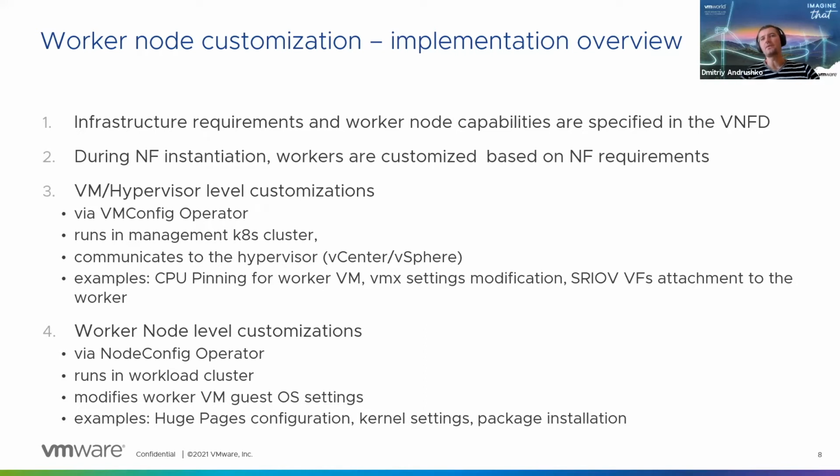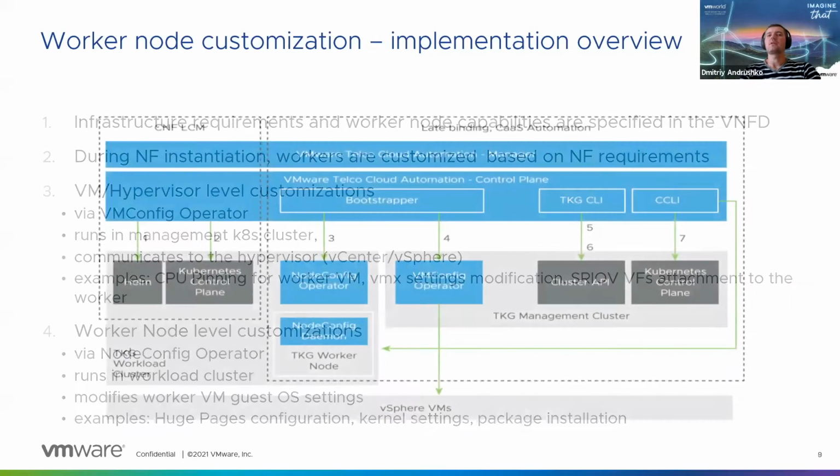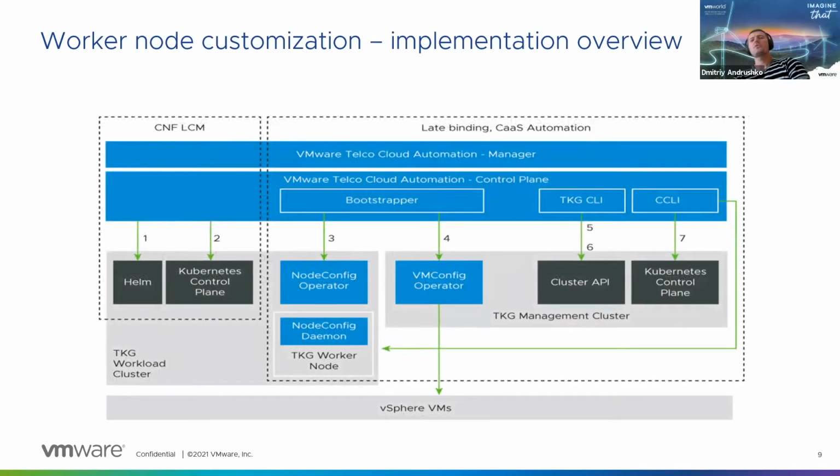So in summary, with worker node customization, we can do two levels of modification. One of them is modification on the virtual machine level, and another on the host operating system. This is implemented using two Kubernetes operators called VM config and worker node config. And with these two operators, we can satisfy almost any requirements for the given network function. From the implementation point of view, it looks like this.